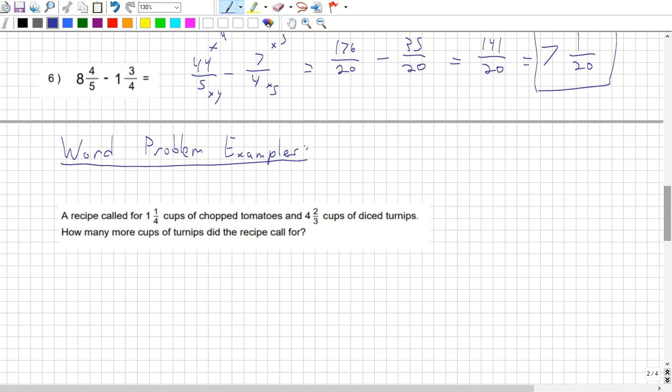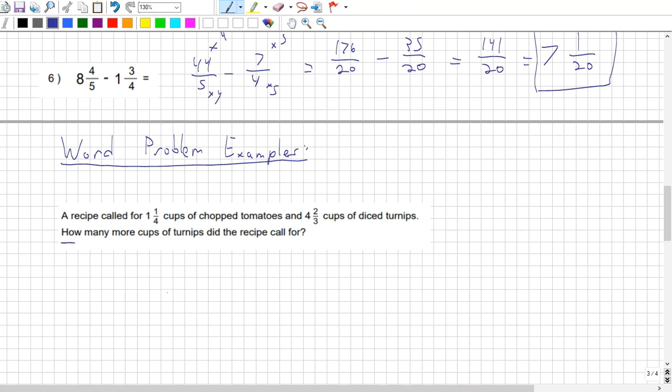So first word problem, a recipe called for 1 1/4 cups of chopped tomatoes and 4 2/3 cups of diced turnips. I'm not a huge fan of turnips. I do like tomatoes though. How many more cups of turnips did the recipe call for? Because clearly it called for more turnips than tomatoes. I would throw this recipe out because, again, I don't like turnips. But how many more cups of turnips did the recipe call for?